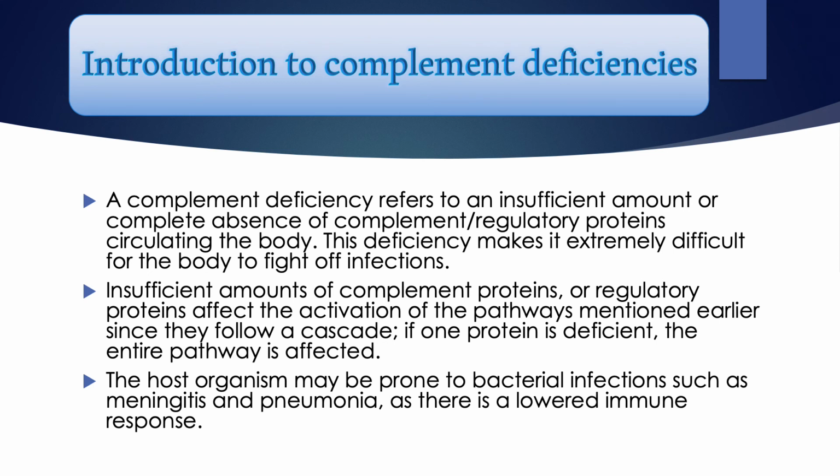A deficiency of complement proteins or regulatory proteins often affects the activation of pathways mentioned earlier. Since these zymogens follow a cascade, if one of the proteins is deficient, the entire pathway is affected and cannot be activated. This puts the host organism at risk for bacterial infections such as meningitis and pneumonia, as there is a lowered immune response.